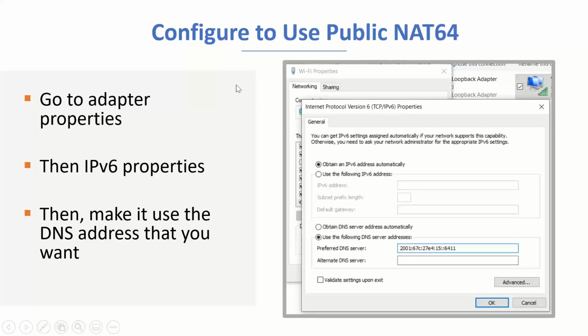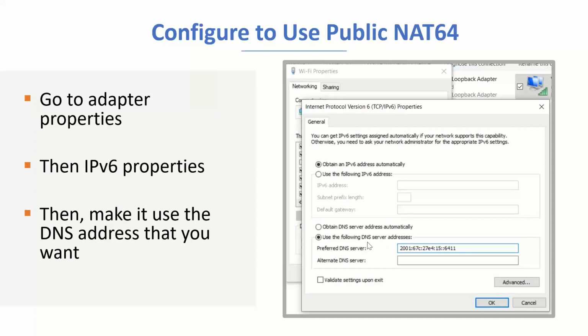So what I'm going to do then is go ahead and go to my v6 properties, and I'm going to say, look, instead of getting the DNS server automatically, which I would do if I were just going with my ISP, I would probably just let them tell me what DNS server I wanted to use.